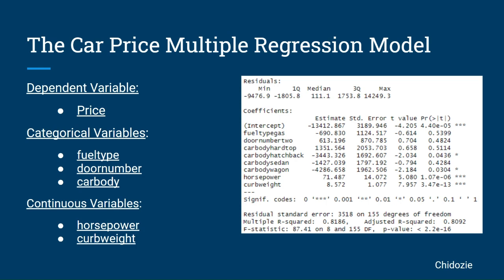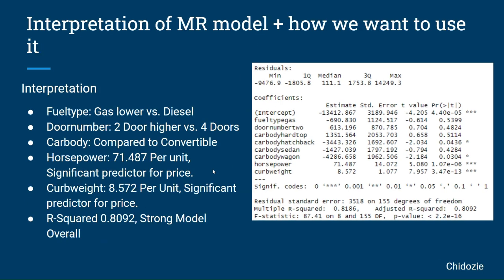So for our multiple regression model, we chose price. We are predicting for price as a dependent variable, and for the independent variables, we are using categorical variables of fuel type, door number, and car body. And for continuous variables, we have chosen horsepower and curb weight.